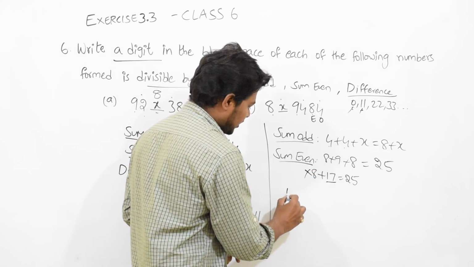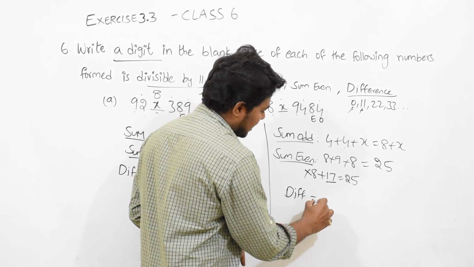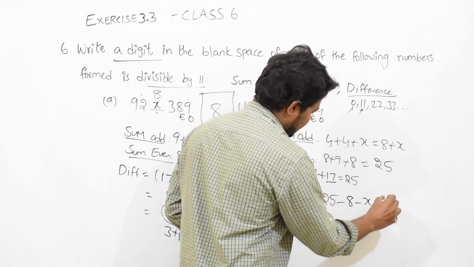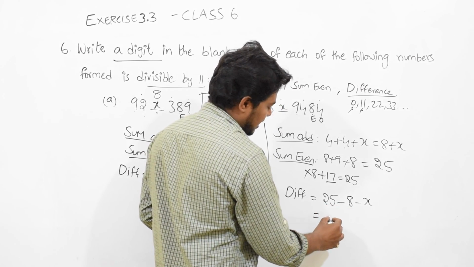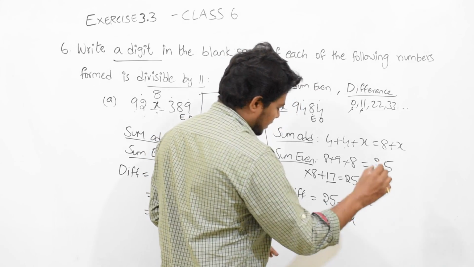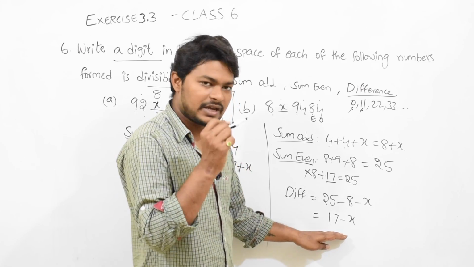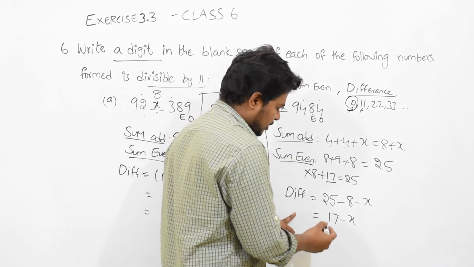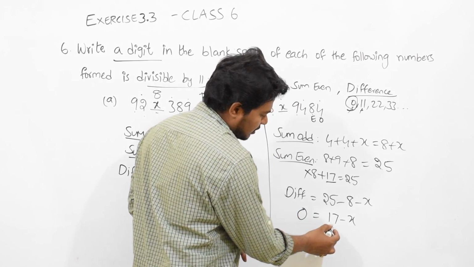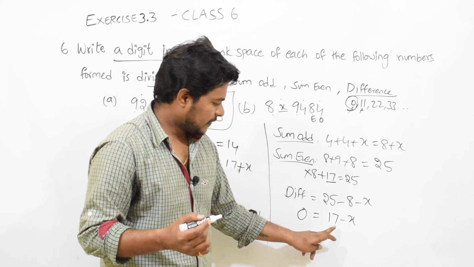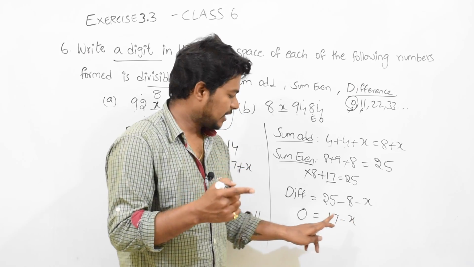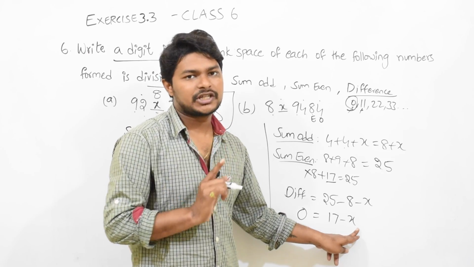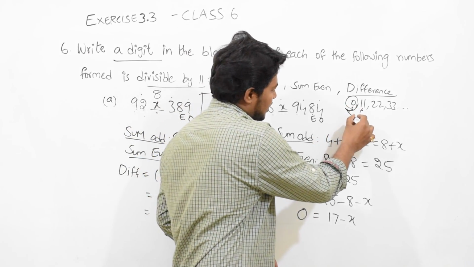Now check the difference. You subtract higher minus lower. Higher is 25, minus lower is 8 plus x. 25 minus 8 is 17, minus x. Now this should be equal to, first check with 0. 0 equals 17 minus x. If 17 minus 17, then it will be 0. But again, what are we getting? x is a 2-digit number. So this is not the case.